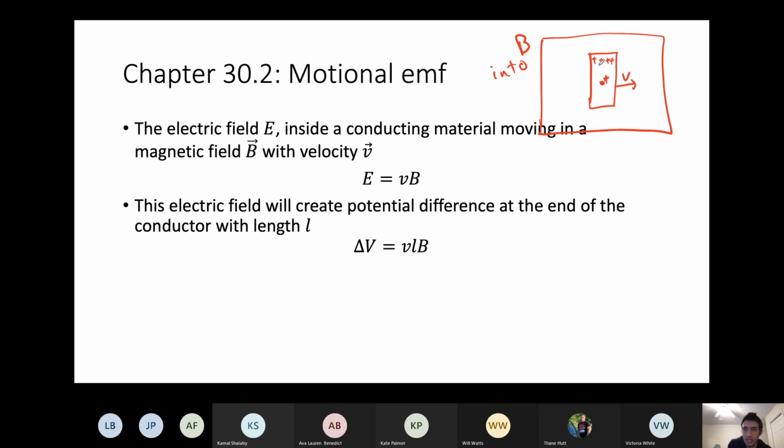So over time, you'll start to see a buildup of positive charge in here. And if you have a buildup of positive charge in here, that means you have an opposite buildup of negative charge in the other place. So if you have positive here and negative here, that in itself will create an electric field, and the electric field will be E.